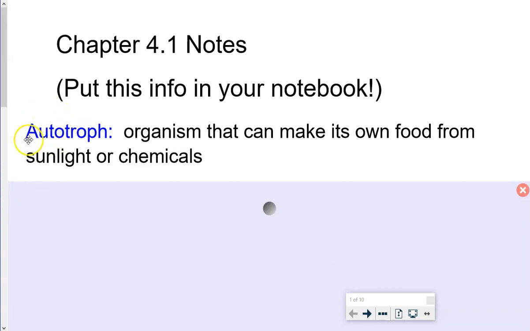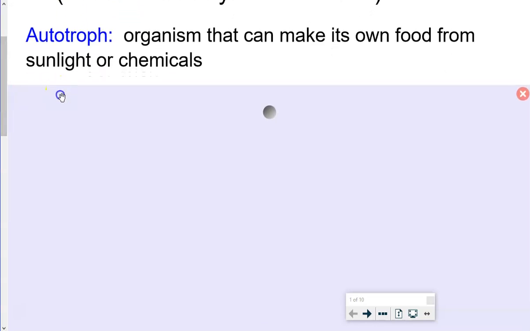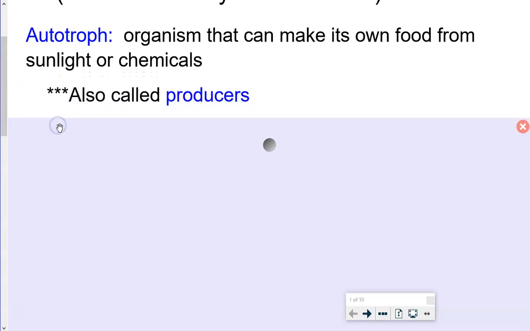And the prefix auto here, auto means self. Like an automobile, you can drive yourself. Or if you have an automatic dishwasher, it will automatically do the dishes. You don't have to stand there and do them, okay? And then troph means food. So autotroph means self-food. And this is an organism that can make its own food from sunlight or chemicals, okay? And so we kind of got two little groups that go with that, the sunlight group and the chemical group.